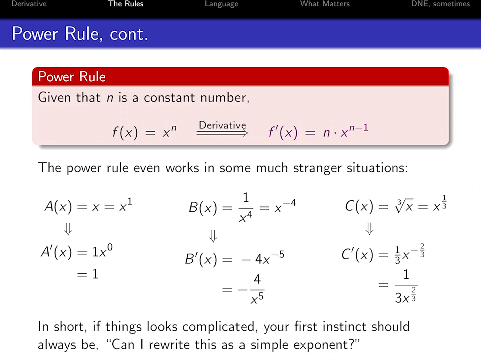All right, the thing that I want you to take away is that, in short, if things look complicated, your first instinct should always be, how can I rewrite this as a simple exponent? Now, as we get farther into things, you're going to start to see cases where you can't just rewrite it as a simple exponent, but it should always be your first instinct. Is there a way to just rewrite this as a simple exponent?